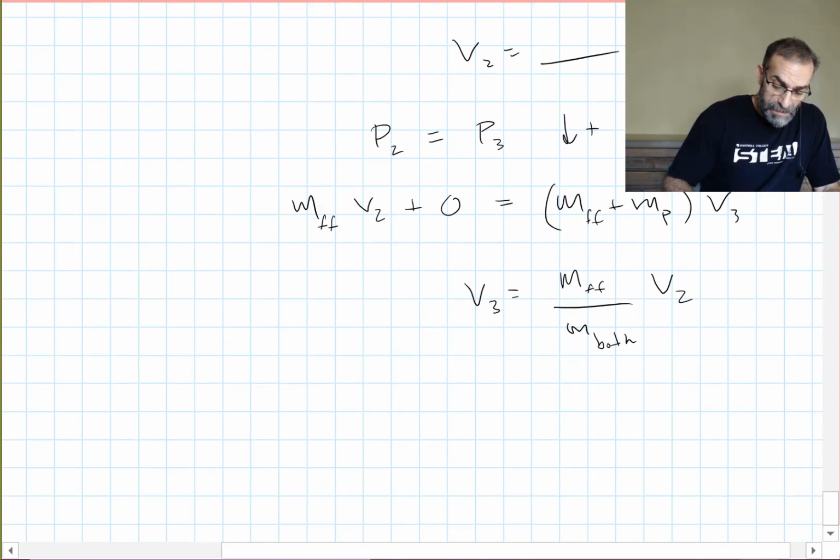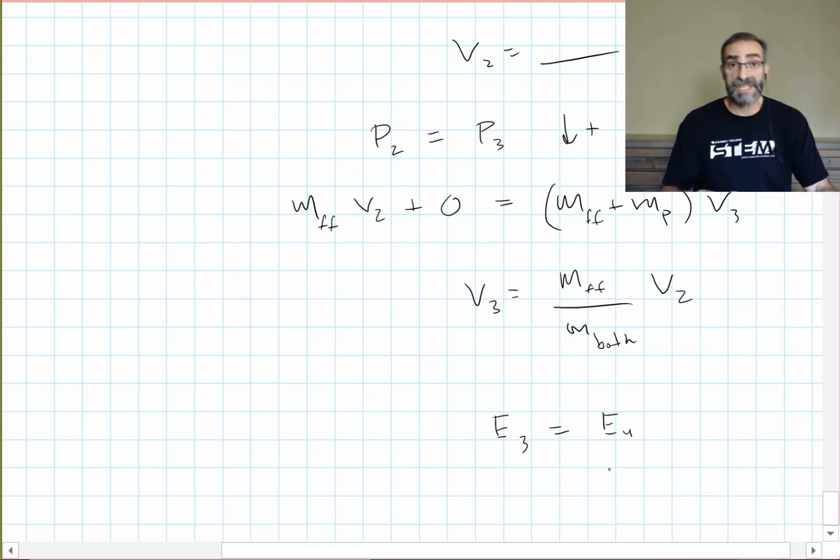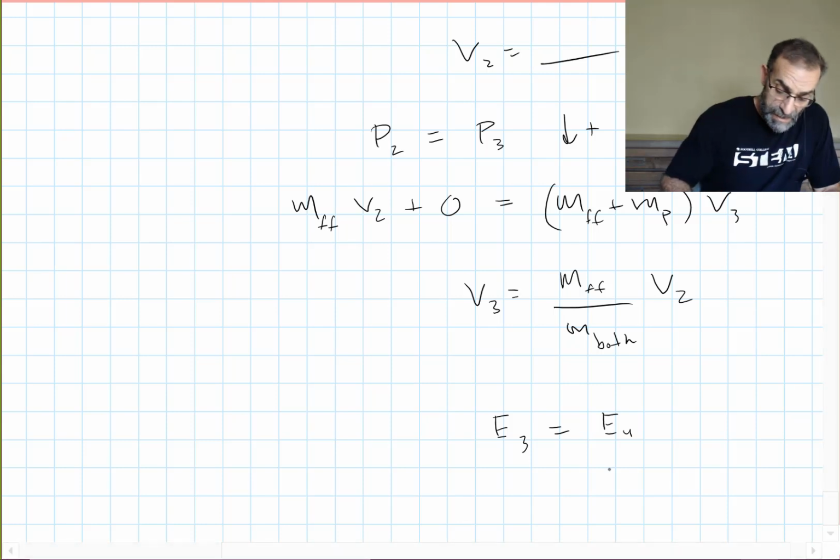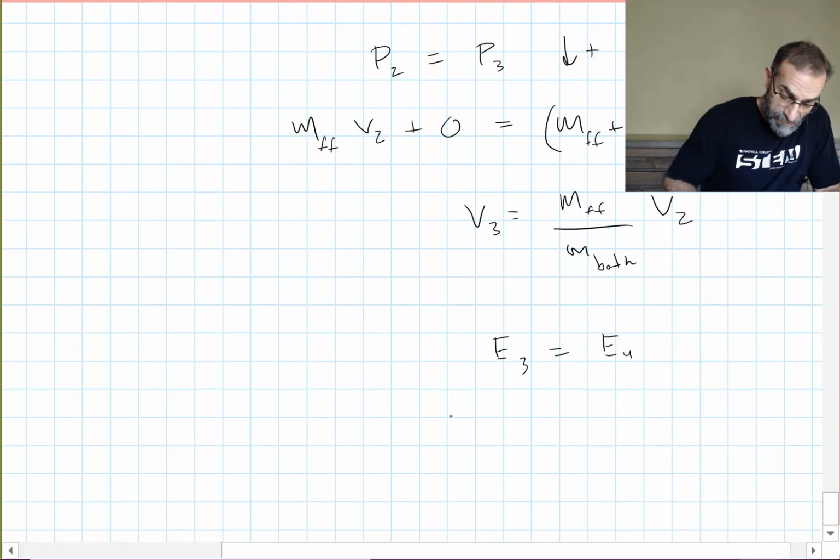And now we can use energy again. Energy at 3 has to equal energy at 4. We don't have any friction this time, no external forces. At 3, it's all kinetic energy, right? And at 4, it's all spring potential energy.